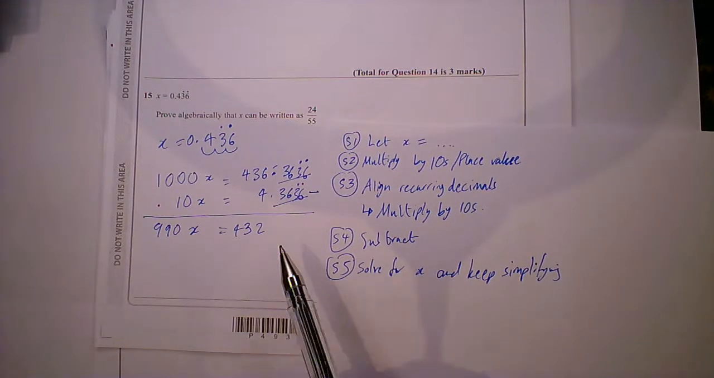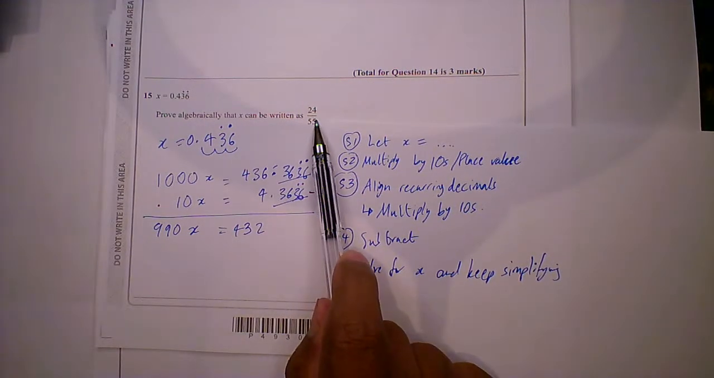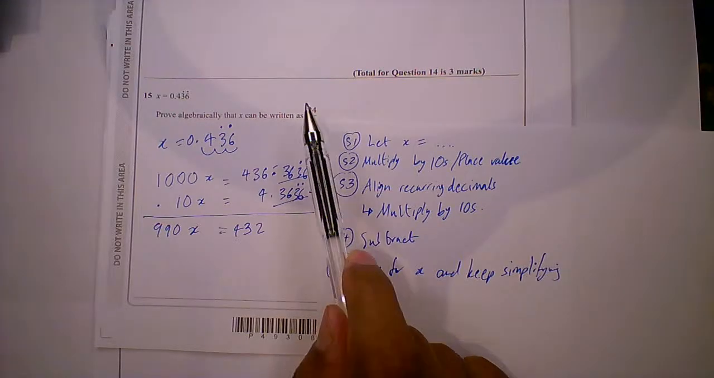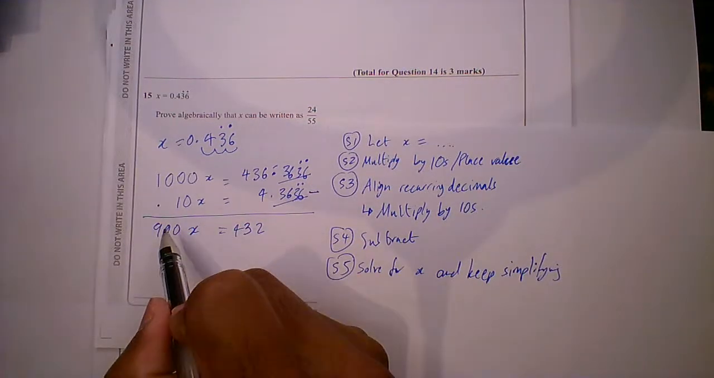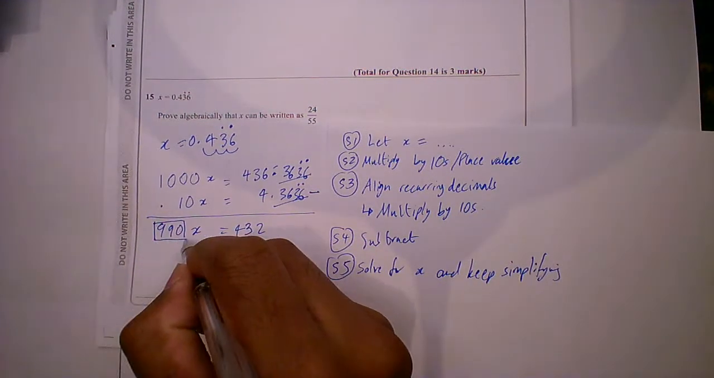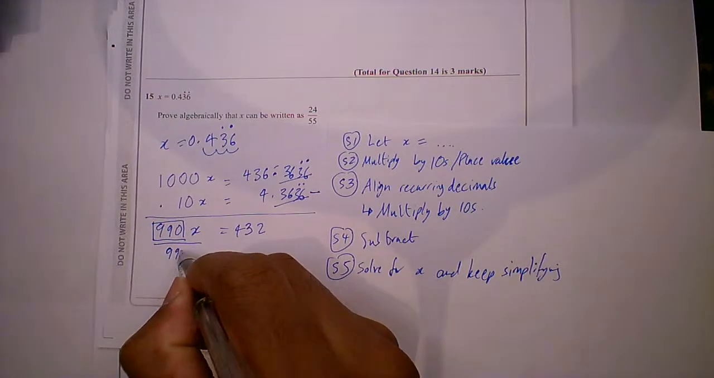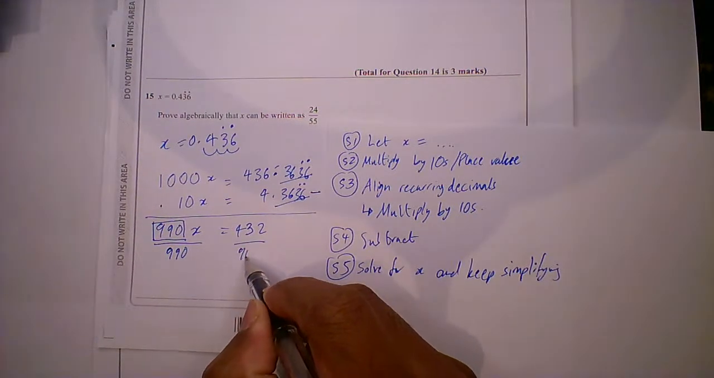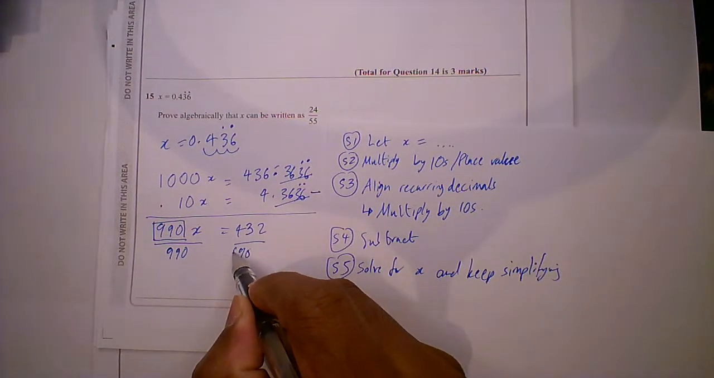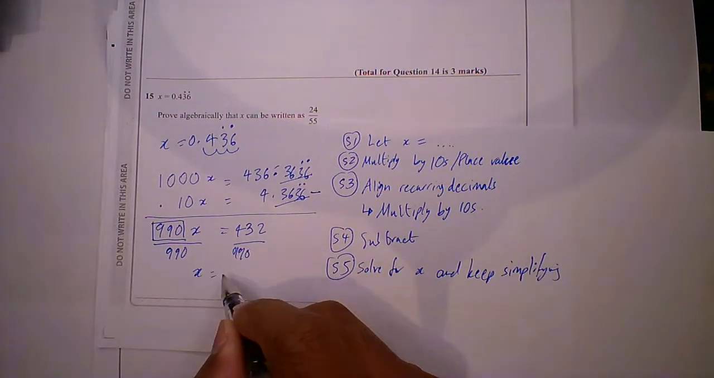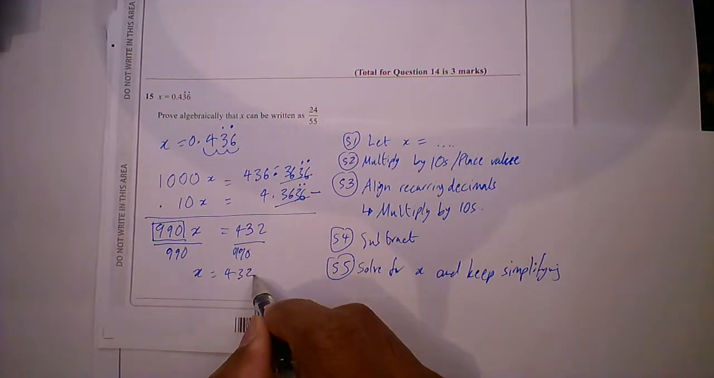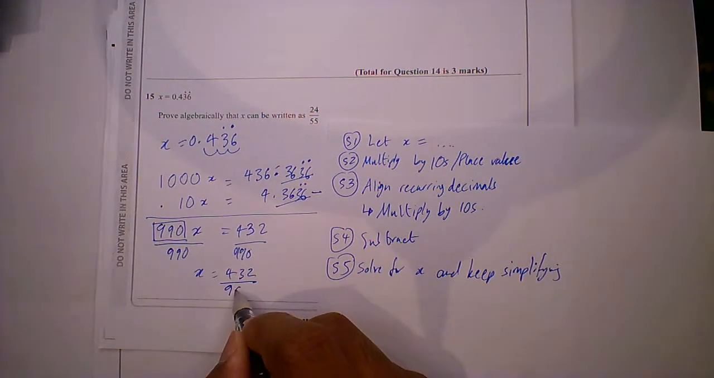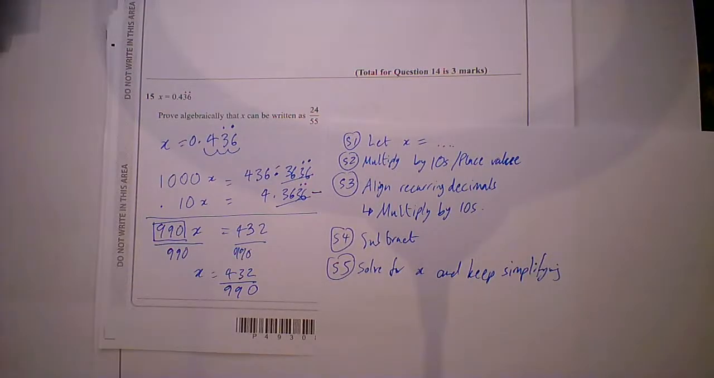So now they've given us the answer here. So we want to get to this. So before I do that, I haven't solved for x. So divide by 990 again. Divide by 990. So x equals 432 over 990.